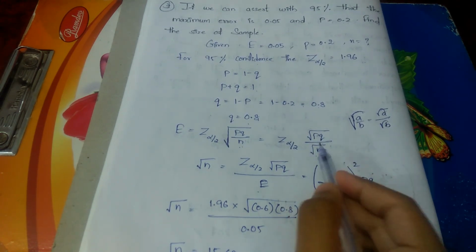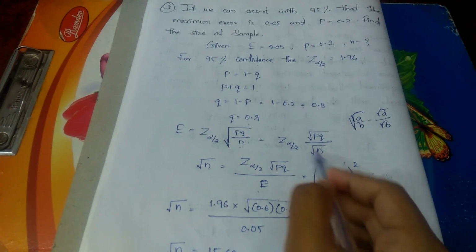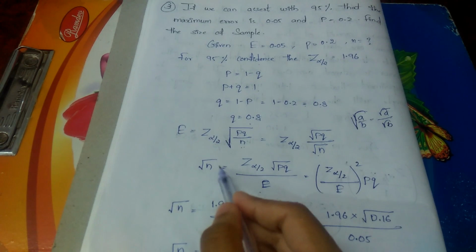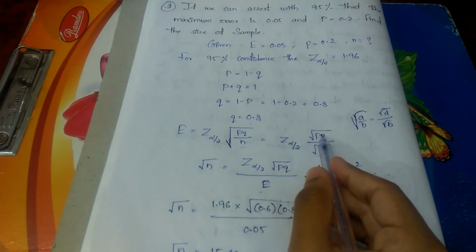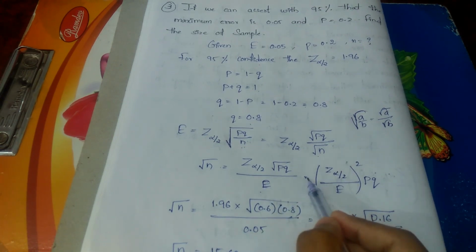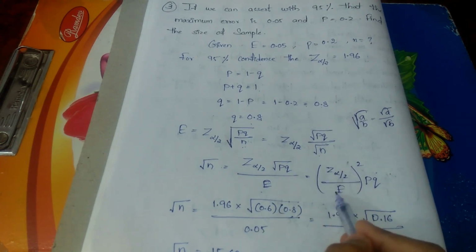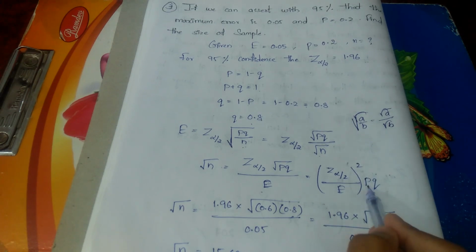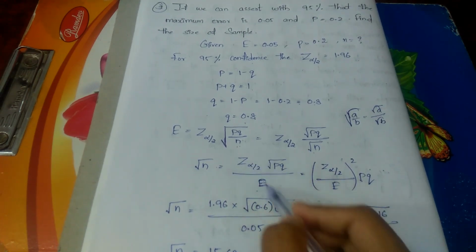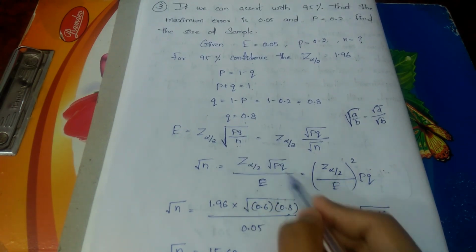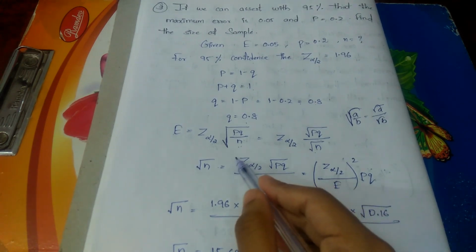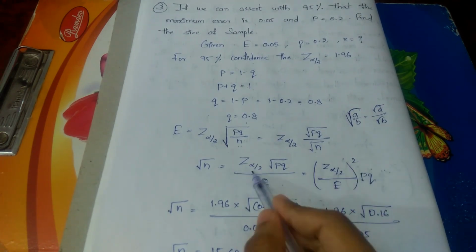Now as we need the n value, so send this on to the right hand side. It means just we are cross multiplying this. Now it becomes root n is equals to z alpha by 2 into root pq divided by the e. So that is equals to z alpha by 2 by e whole square and pq. So just we are squaring here. By squaring this, this square root will get cancelled, so it becomes pq, and for this it becomes this square.